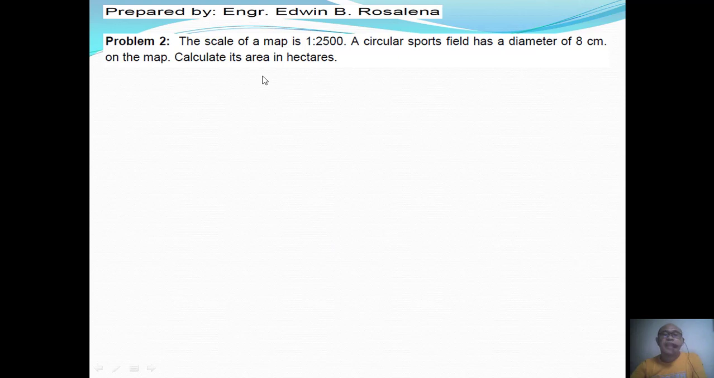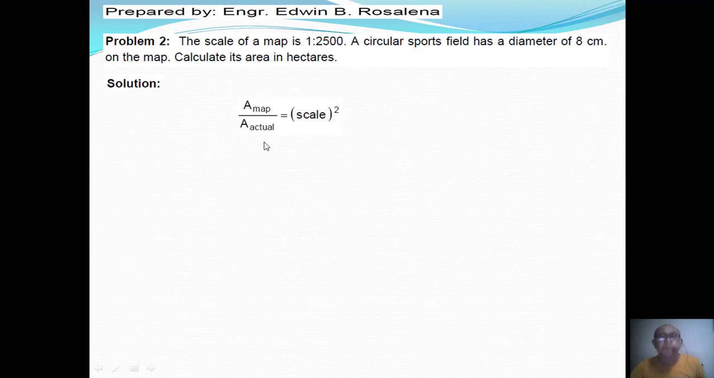Problem 2. The scale of a map is 1 is to 2,500. A circular sports field has a diameter of 8 cm on the map. Calculate its area in hectares. If you have a scale on the map, that is a ratio of 1 in the map corresponding to 2,500 in the actual. The scale means 1 is to 2,500. Then we have a circular sports field that has a diameter of 8 cm on the map. What is its actual area in hectares?